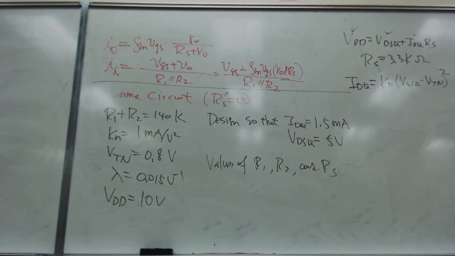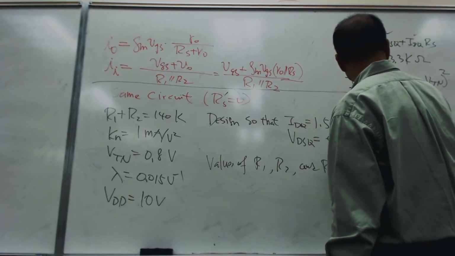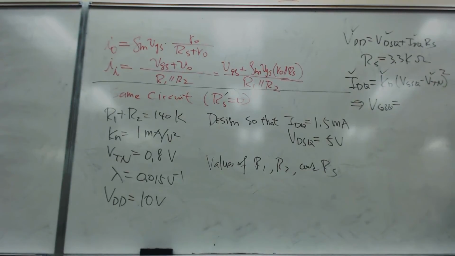We cannot solve it, right? Because we do not know what VGSQ is. Oh, no, we can solve it. We can solve for VGSQ, yes? Okay, so I can solve for VGSQ because this is known, right? Okay, so what is VGSQ?